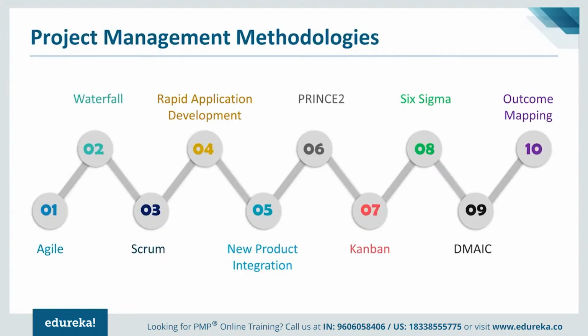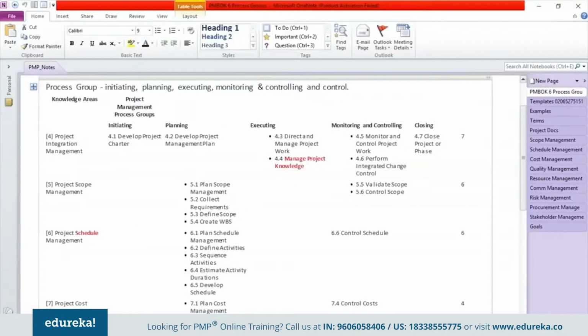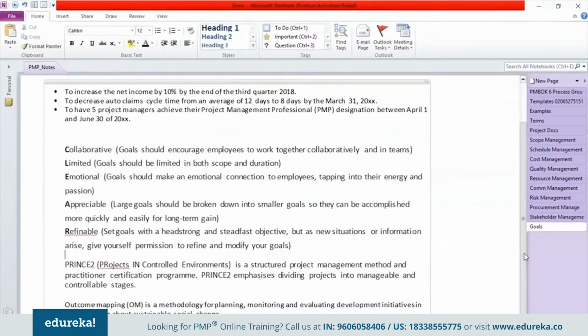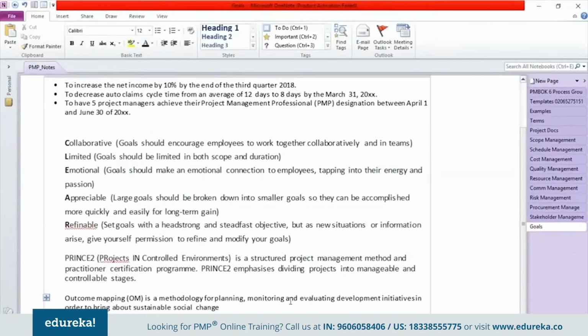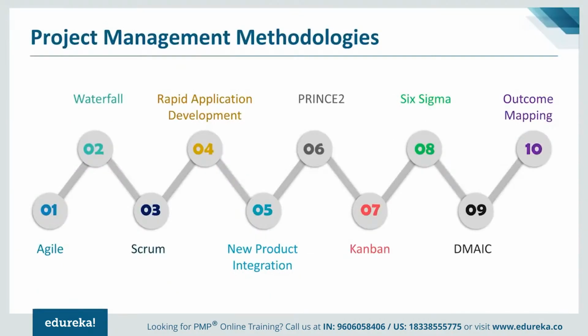Prince2 is another methodology. There is also a certification available for Prince2 for those who are interested. So this talks about projects in a controlled environment. It's another structured project management method, right? And this gives a lot of emphasis on managing and controlling the various project stages. There is proper training on Prince2, so I don't think we need to go through all of that right now.